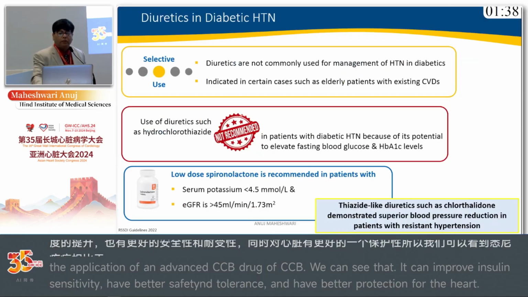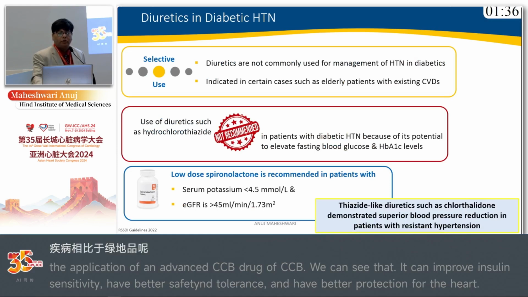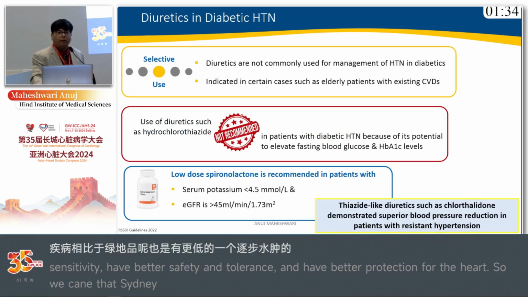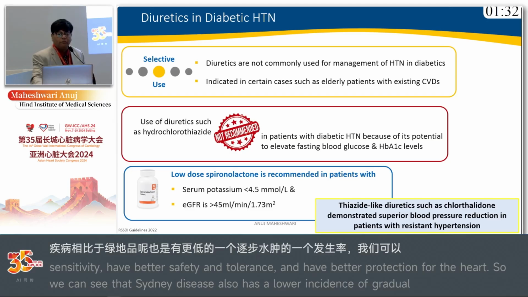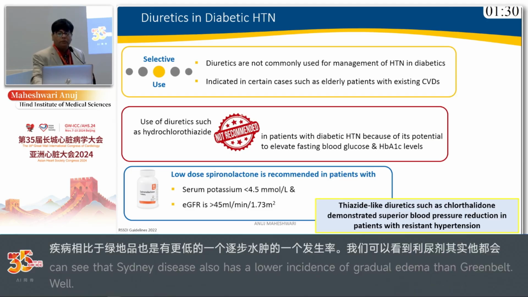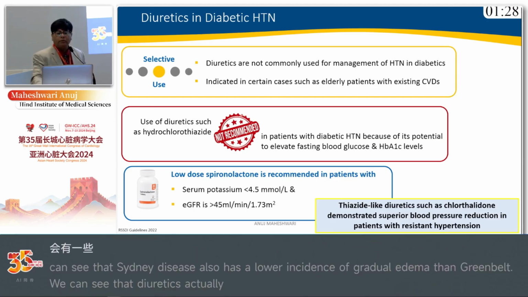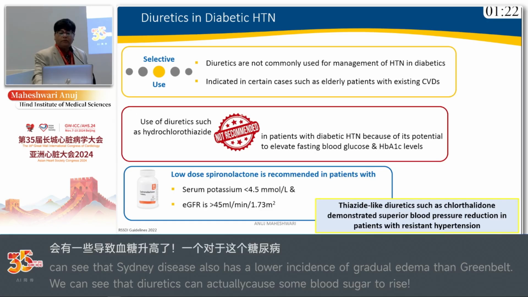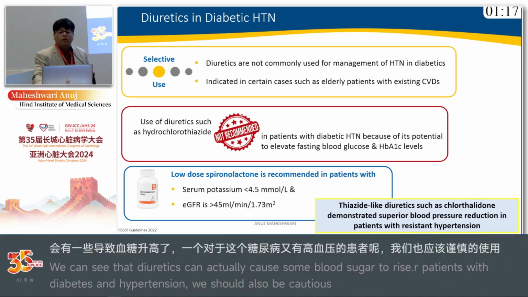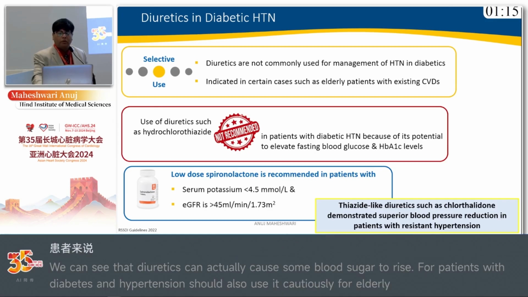When we talk about diuretics in diabetic hypertension, we all know that all the diuretics have some hyperglycemia potential, so they should be used selectively. They are not commonly used in the management of hypertension in patients with diabetes. They are indicated in certain cases, such as elderly patients with existing CVDs or patients who have heart failure or risk of heart failure.